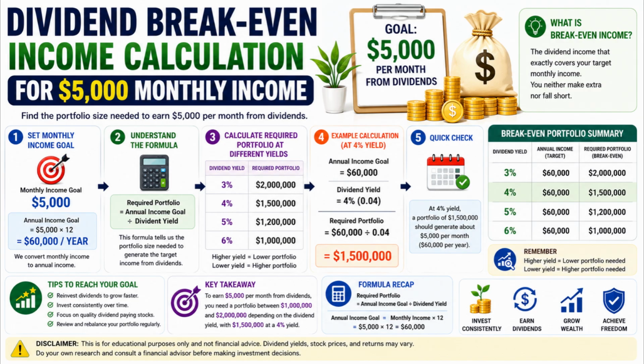Even so, investors should be careful with very high yields, because higher yields can sometimes come with higher risk or unstable payouts. Therefore, the key takeaway is that to earn $5,000 per month from dividends, you may need a portfolio between $1 million and $2 million, depending on the dividend yield. At a 4% yield, the estimated break-even portfolio is about $1,500,000.